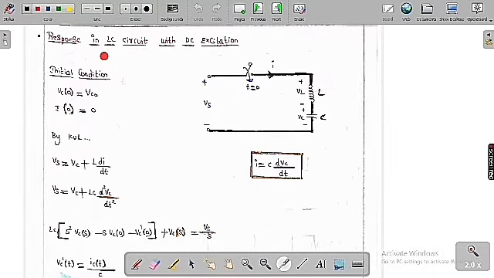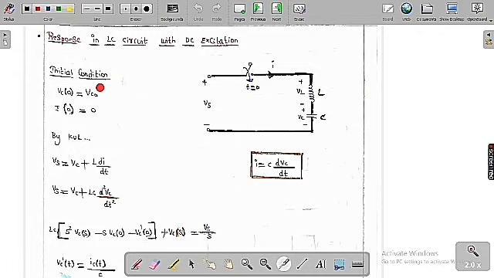So now we are going to discuss the response in the LC circuit with DC excitation. Suppose we give a DC supply to a pure LC circuit, then what is the nature of the current and the voltage across the inductor and the capacitor? All these things we are going to learn in a detailed manner.